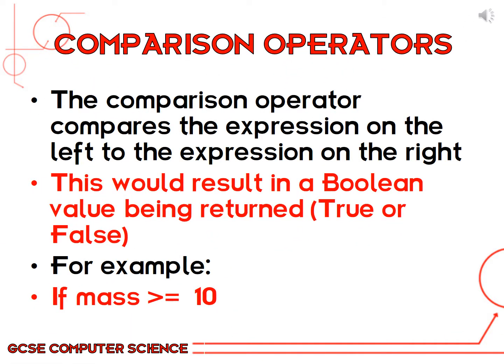Comparison operators compare the expression on the left to the expression on the right. So this would result in some sort of Boolean value being returned, whether it's true or false. For example, if mass is greater than or equal to 10, now the next step would be to run some sort of program, some sort of code. So if the result of that value is true, then you will go in one direction. If it's false, then you will go in a completely different direction. So these comparison operators are used to determine the direction of your program flow.